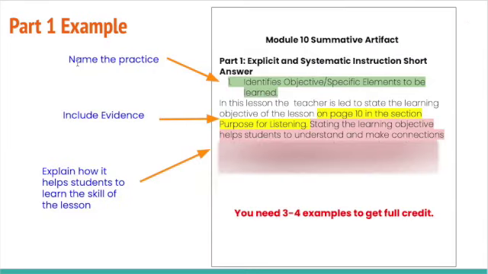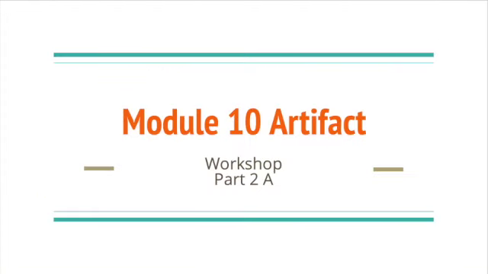Here's another example. I named the practice, I included the evidence, and I explained how this part of the systematic and explicit instruction helps the students to learn the skill of the lesson. You need to have in here 3 to 4 examples to get full credit. Now we're going to talk about Part 2. I have split Part 2 into Part 2A and Part 2B. So we are going to address right now Part 2A.